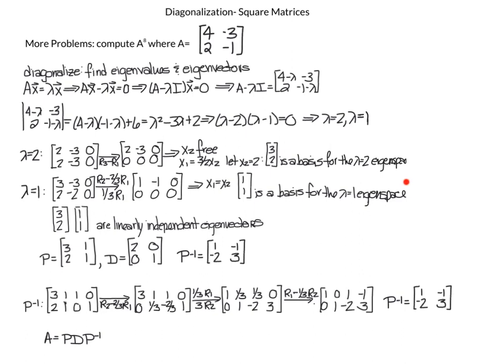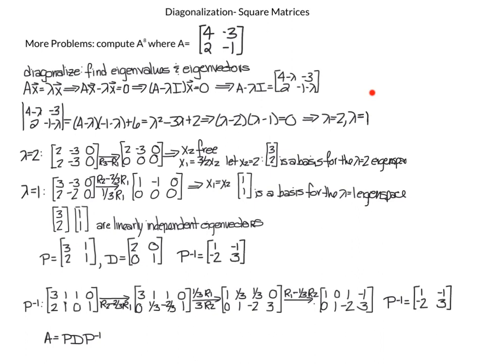So we have two vectors, 3, 2 and 1, 1, and since they are from distinct eigenvalues, they are linearly independent eigenvectors. We can compose our matrix P with the eigenvectors 3, 2 and 1, 1, and compose our diagonal matrix using our eigenvalues on the diagonal.